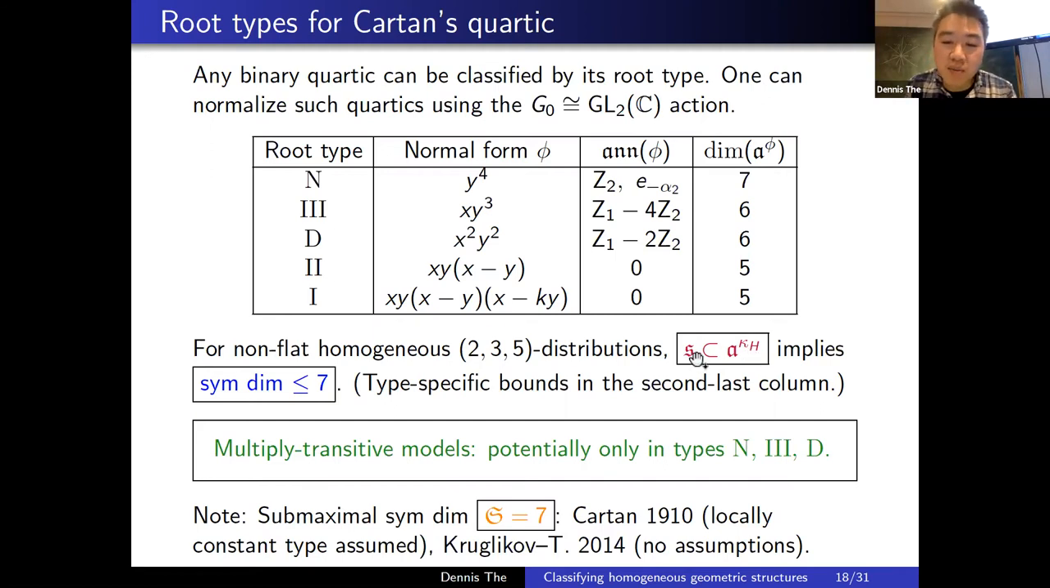You could actually, so we proved a statement in this paper as well as a follow-up paper, a stronger version in the follow-up paper, where basically you have a pointwise version of this. So for instance, if you're dealing with an inhomogeneous structure that you know at one point is type N, then you automatically get this constraint of 7 for the entire structure. Okay, so pointwise constraint. Okay, so what I want you to remember from this section is just that these models, multiply transitive, can only exist in type N, 3, or D.